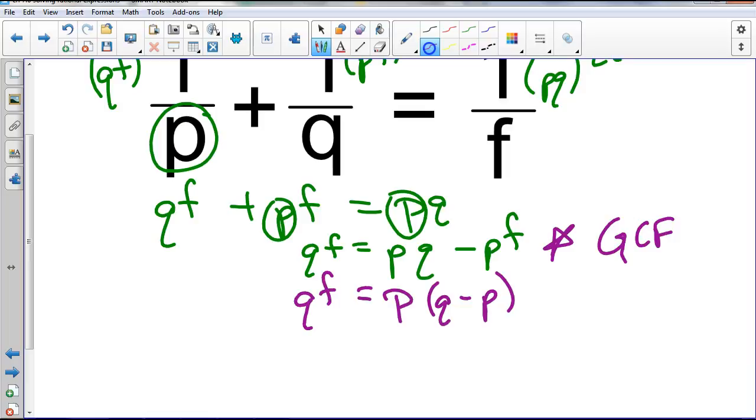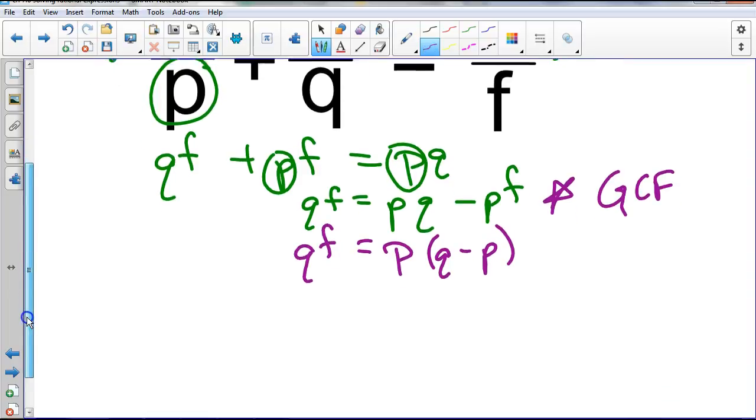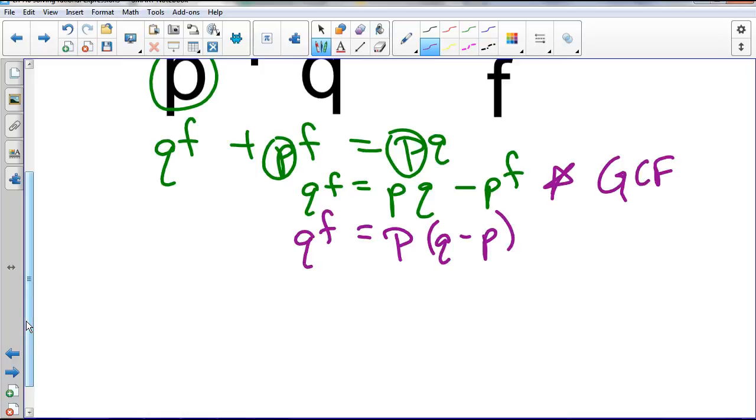We'll rewrite the QF. And again, the focus should be on what variable we are solving for. What variable are we getting by itself on one side of the equal sign? P. P is the answer. That means I need to get rid of the Q minus P, and because it's being multiplied, I need to divide it on both sides.